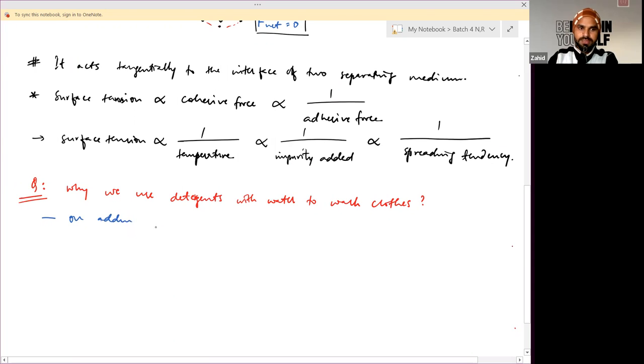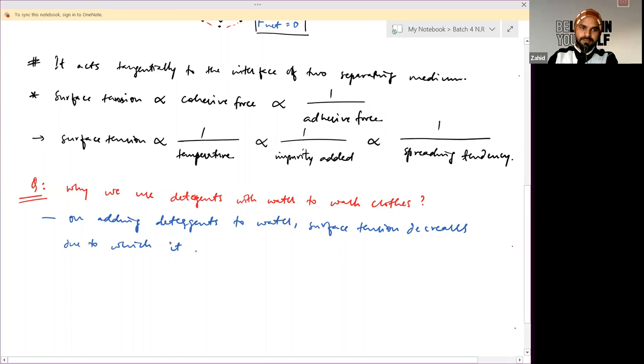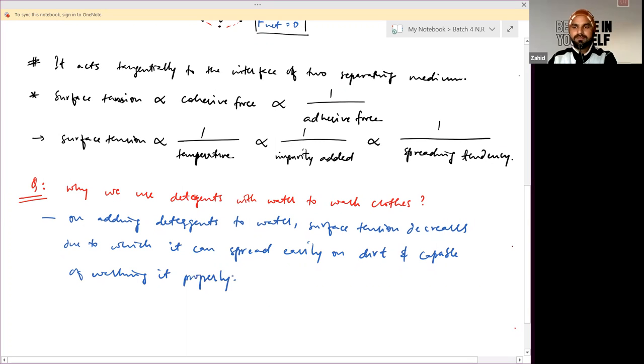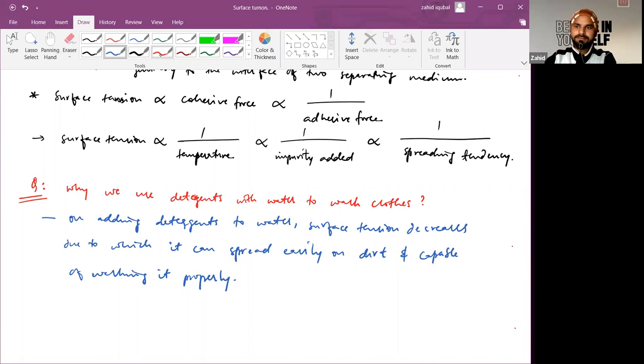So you'll say, on adding detergents to water, surface tension decreases, due to which it can spread easily on dirt and is capable of washing it properly. Is it clear? Yes, Minashi? Yes, sir. Okay.